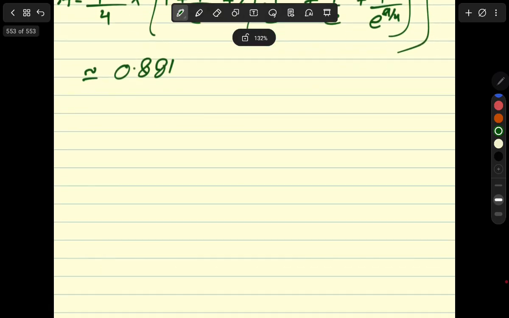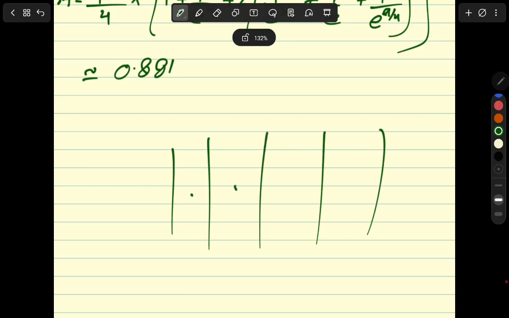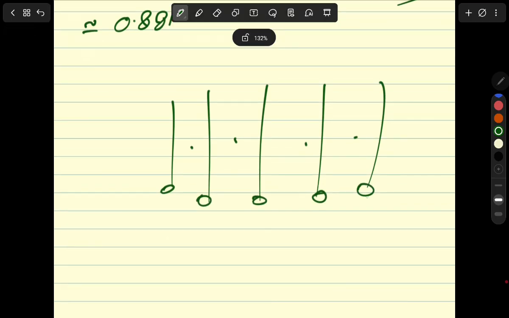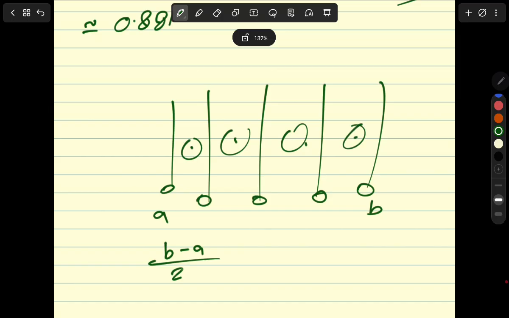Now, the errors that students make is that they confuse intervals and ordinates, right? If there are n intervals, so if there are 4 intervals 1, 2, 3, 4, ordinates are going to be 5: 1, 2, 3, 4, 5, right? Now you calculate h incorrectly. h is going to be b minus a upon the number of intervals, so 4 upon 4. That's going to be h, which is the height of these trapeziums, right?